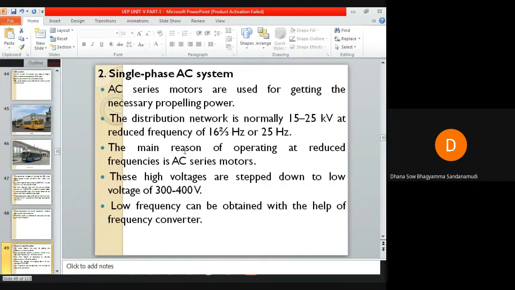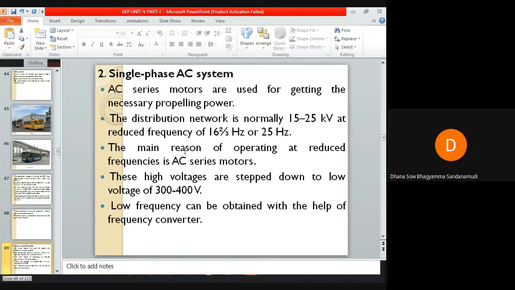Low frequency operation of overhead transmission lines reduces the line reactance and hence the voltage drop directly. So by reducing the frequency, we are able to reduce the line reactance of the overhead transmission line, as well as the voltage drop.